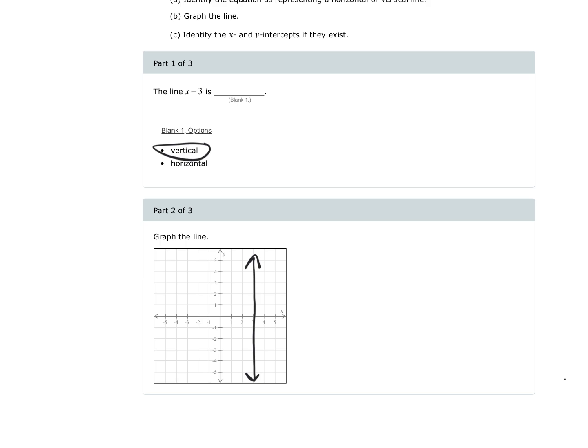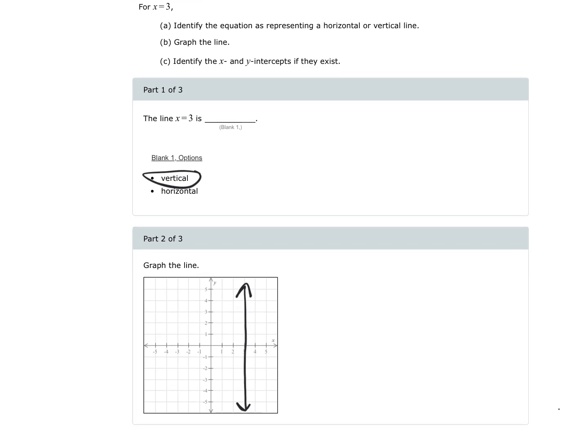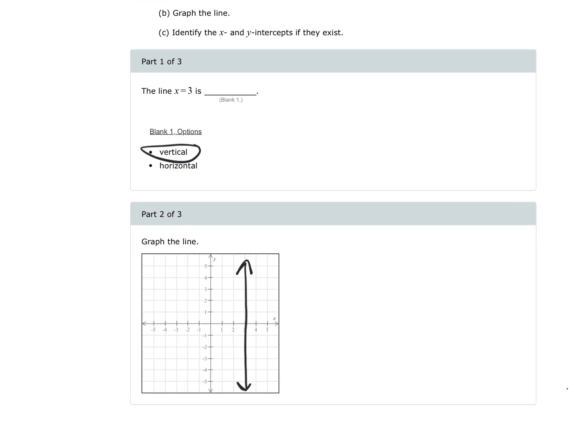It doesn't ask this on this question. It does ask about the x and y intercepts, but it doesn't ask about the slope. If you're ever asked about the slope of a vertical line, it has an undefined slope.